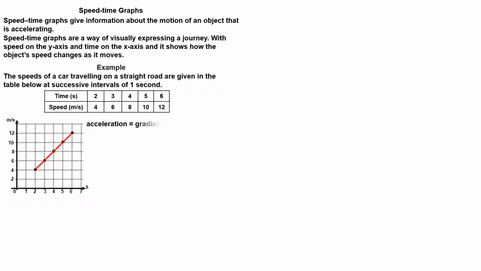Acceleration is the gradient of a speed-time graph. The gradient of a speed-time graph tells us whether the object's speed has been changing at a high rate or a low rate or not at all.